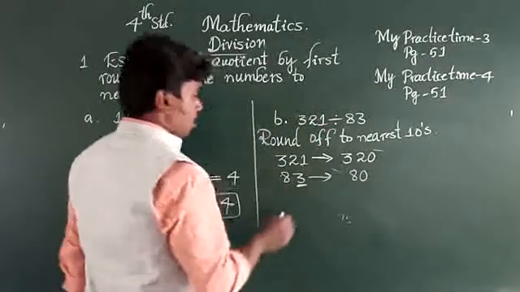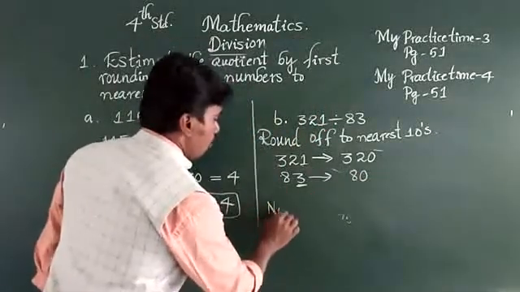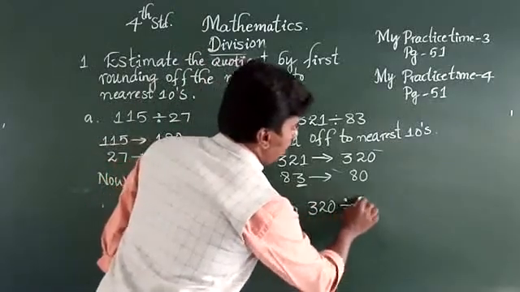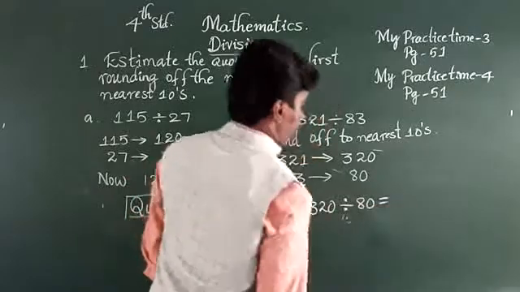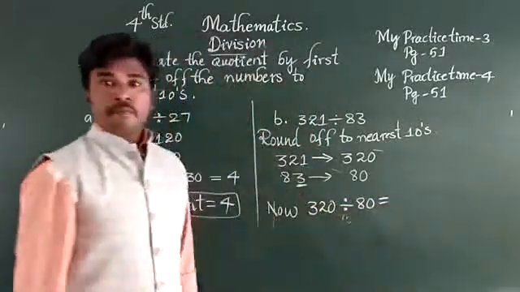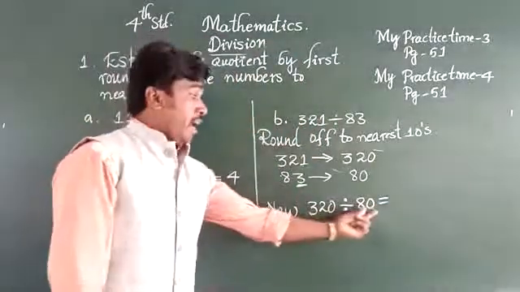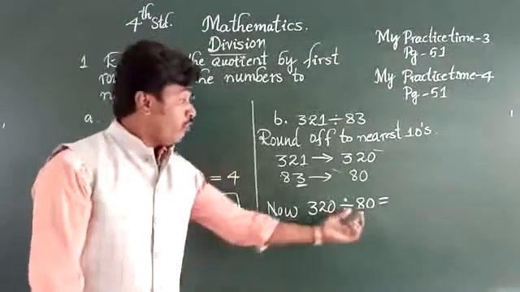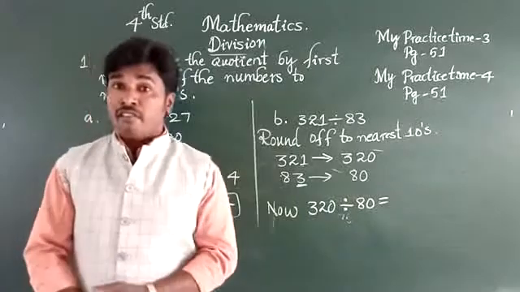80. Okay. Now it is very easy. Now 320 divided by 80 is equal to. Here you need to write the answer. So 80 and 320. You may be afraid that we don't know the multiplication tables of 80.